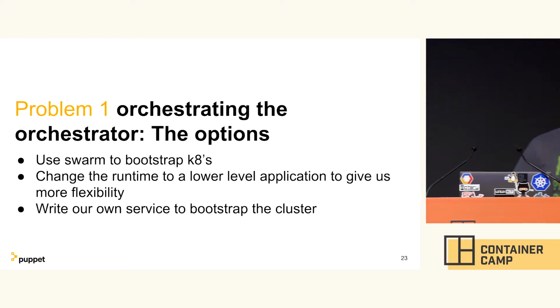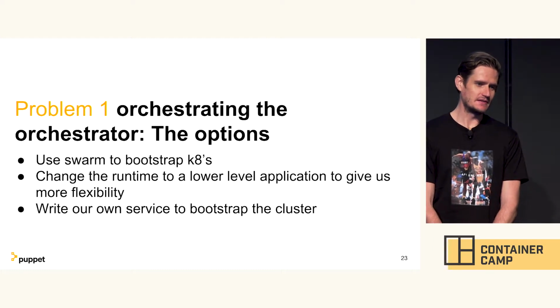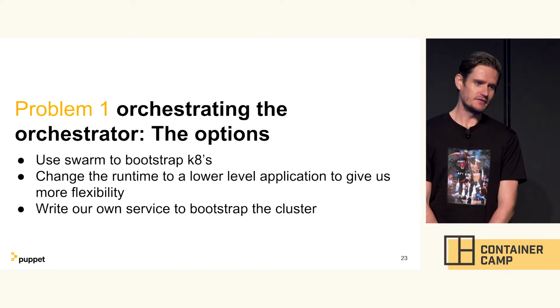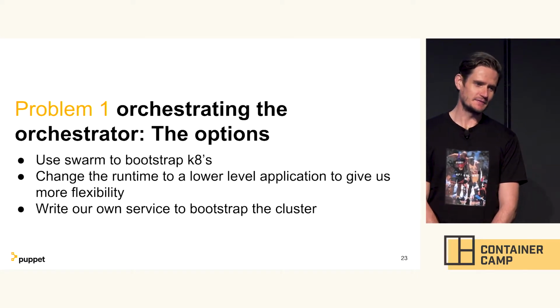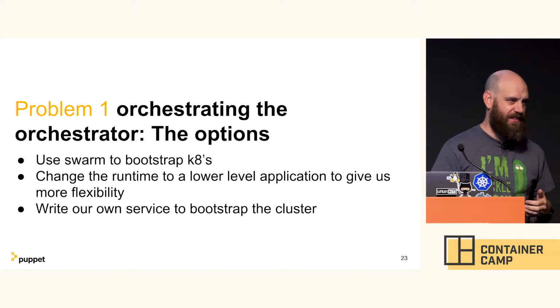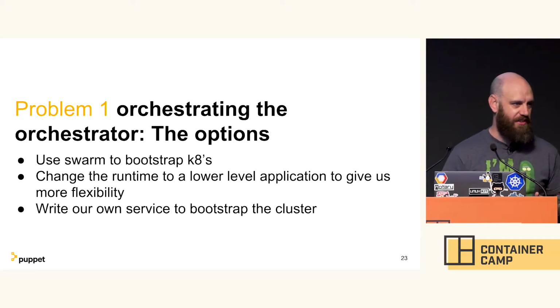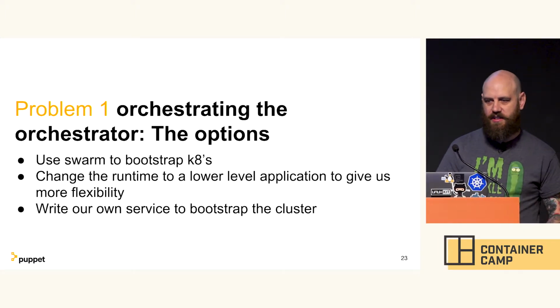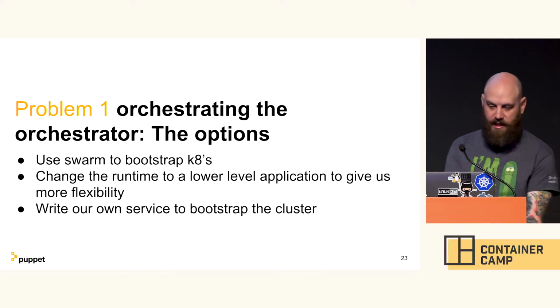So I guess the options that we looked at were using Docker Swarm to bootstrap Kubernetes, alternatively changing the runtime to a lower level application to give us more flexibility, or writing our own service to bootstrap the cluster. Now, it might sound crazy to use Swarm to bootstrap K8s, but that's actually what Docker Enterprise does. If you have a look at the new Docker Enterprise product, it actually uses Swarm as the bootstrap mechanism for Kubernetes. It's a good solution. It works.